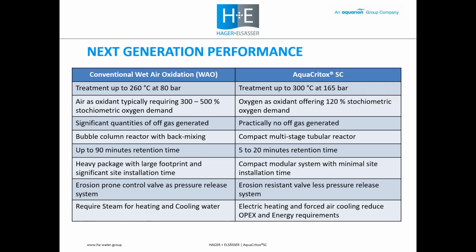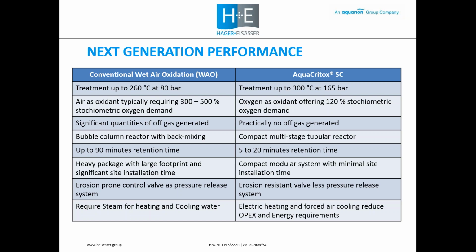Now, AquaCritox is considered to be the next generation in performance over wet air oxidation. So I have a table here which briefly outlines the main advantages of AquaCritox over a conventional wet air oxidation system. Conventional wet air oxidation has temperature and pressure limitations, typically up to around 80 bar and around 260 degrees C. AquaCritox pushes that envelope to 300 degrees C and 165 bar. So you can appreciate, as previously mentioned, oxygen transfer is much, much higher with this system.